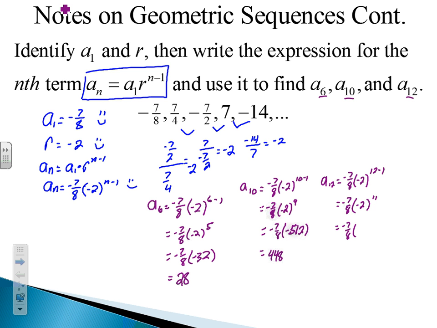And negative 2 raised to the 11th power is negative 2048. And that multiplied by negative 7 over 8 is 1792. So there are the last three things that we need. So the first thing, what is the common ratio? Second thing, what's the first term? Write the equation based off of those things, and now find some numbers. What are the 6th, 10th, and 12th terms? So that's pretty much it for that example.